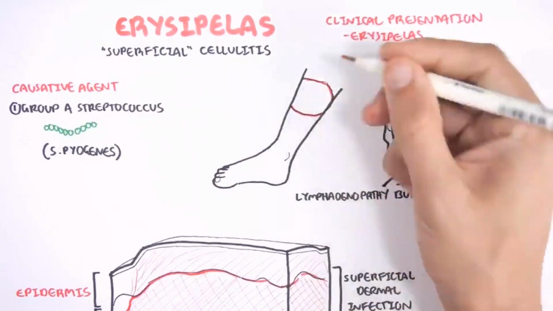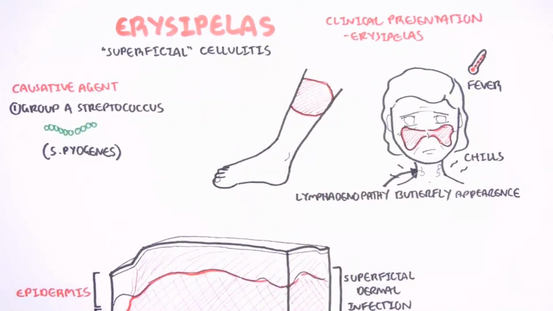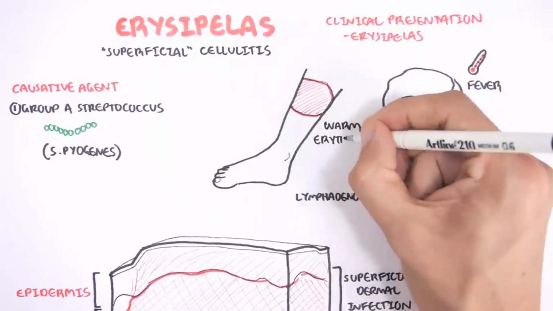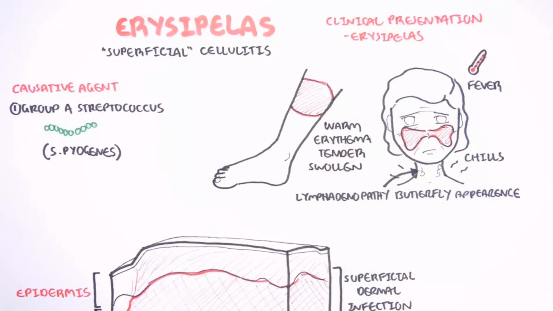Erysipelas can also present in the lower limbs, such as around the tibia, for example. And it has the cardinal features of inflammation, which is very important. These are warmth, erythema, which is redness, tenderness, as well as swelling.